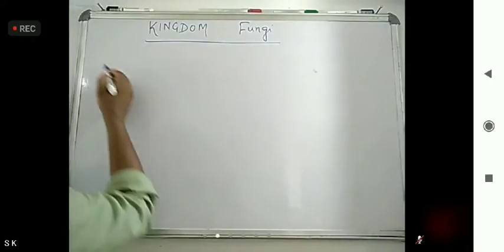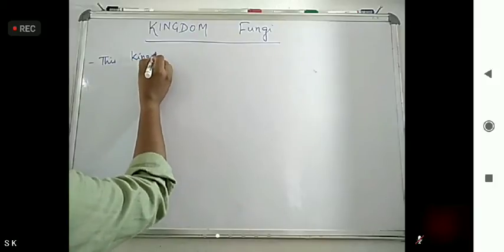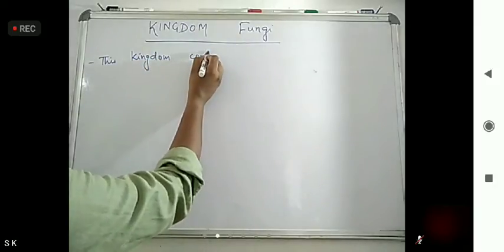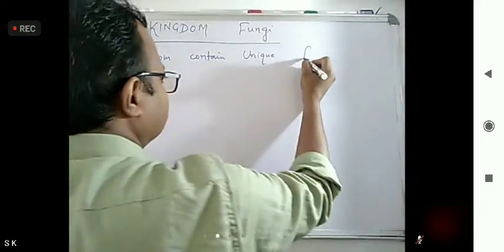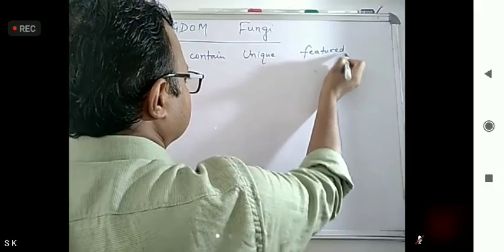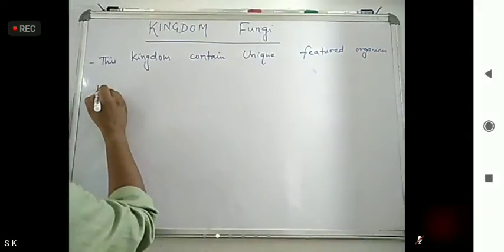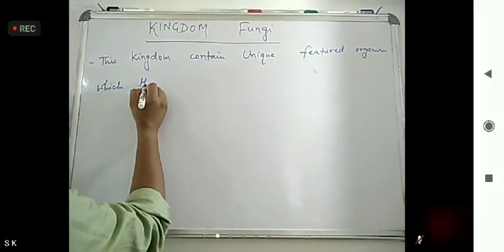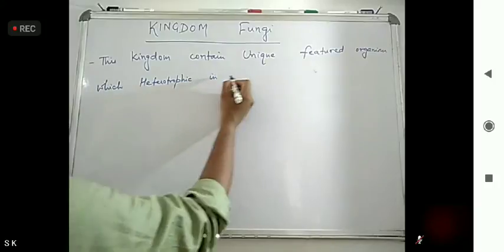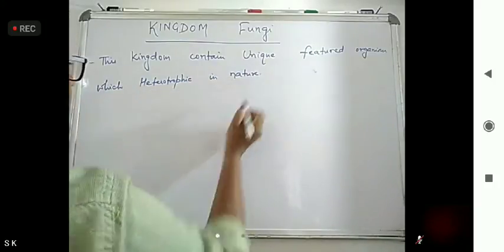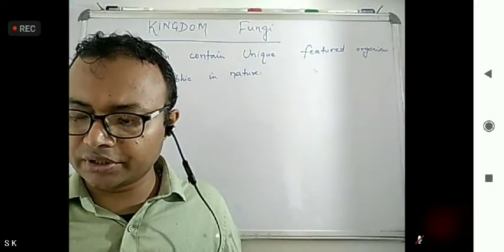So what I told, this kingdom contains unique featured organisms which are heterotrophic in nature. Okay, what I told, this kingdom contains what? Unique featured organisms that are heterotrophic in nature.